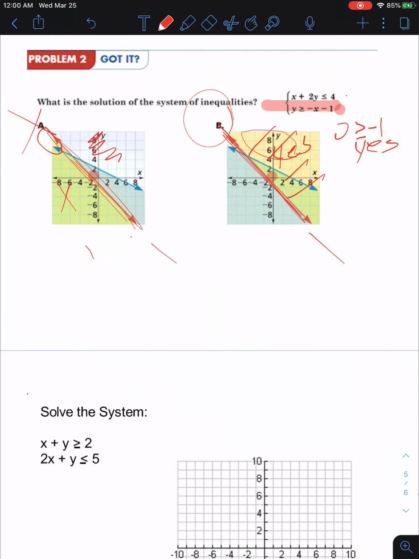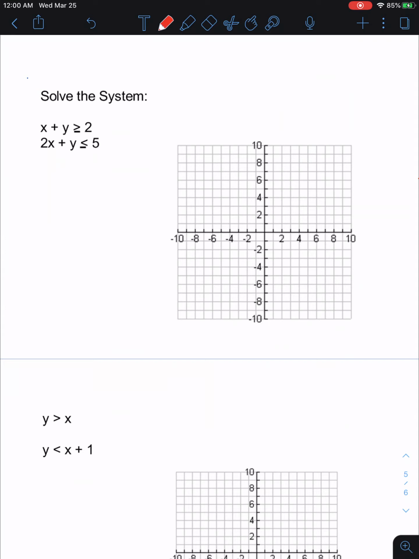All right, last one, and then we're done. We'll come back and do the last one later. On this one, I would subtract an x from both sides, and that would give me y is greater than or equal to negative x plus 2. I'd put a dot at 2, and down 1 over 1, down 1 over 1. Again, it's a solid line. Give that a try. There we go.